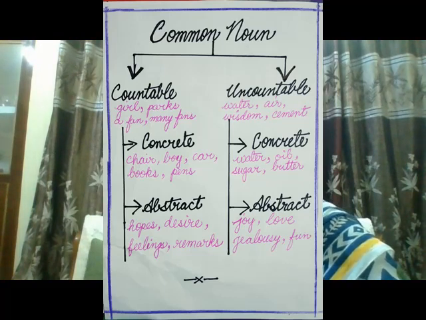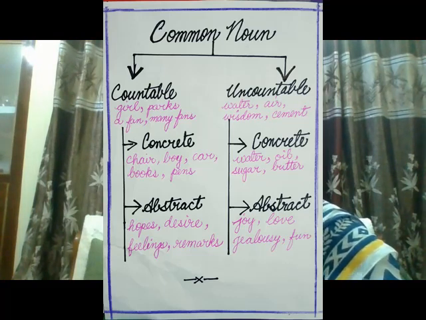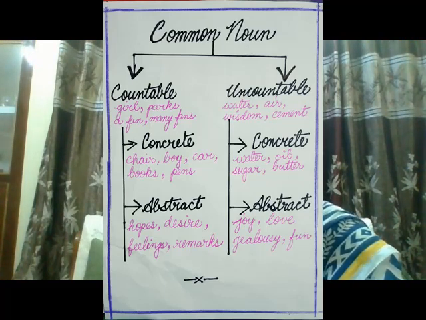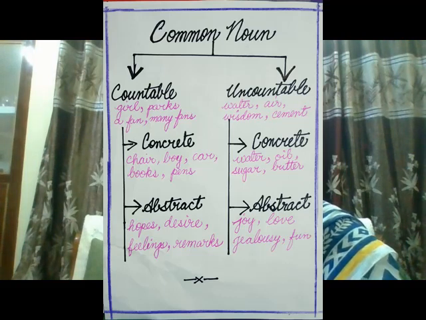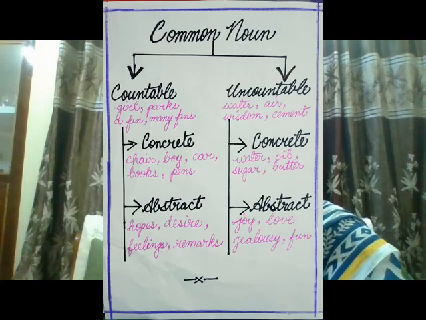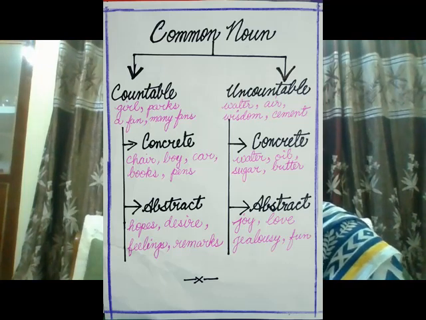Now we will see a few examples for countable. Countable means which we can change into singular and plural. I hope you know what is a singular and what is a plural. Singular means one, single. Plural means more than one. Now see what is countable concrete. Countable concrete means which we can count, which we can give plural forms.